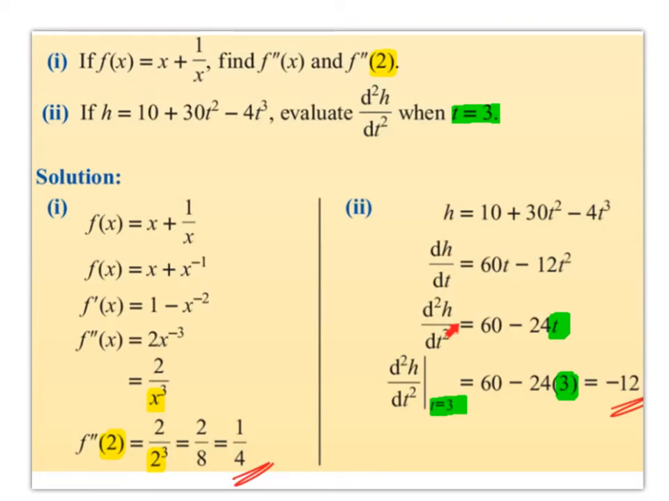Next we want the second derivative, so d2h dt squared. The derivative of 60t with respect to t is 60. The derivative of minus 12t squared with respect to t is minus 24t. Now we have the second derivative. We swap any t's for brackets and put 3 inside the brackets. So we get 60 minus 24 times 3, which is minus 12.